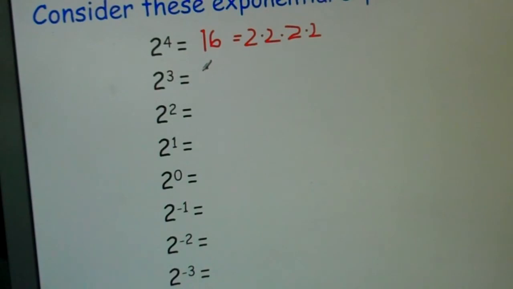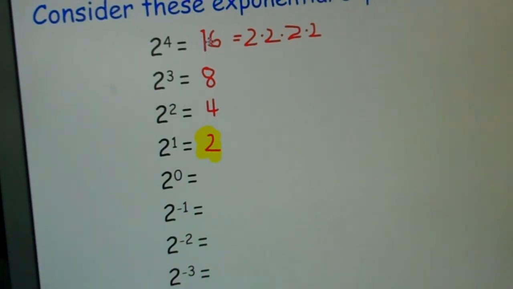2 to the 3rd power, I hope you came up with 8. 2 to the 2nd power, obviously you know that, 4. 2 to the 1st power, 2. Most of the time you see it just written as 2. We don't usually see it as 2 to the 1st power. Any number to the 1st power is just that number by itself. So what do you think our 2 to the 0 power is going to be?